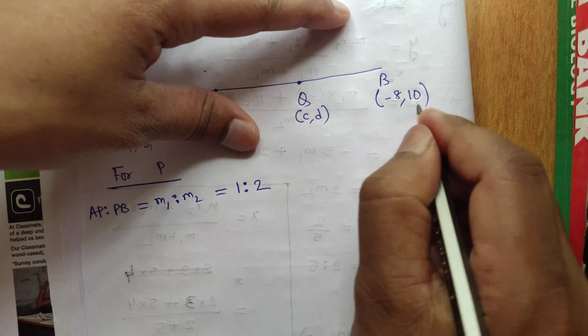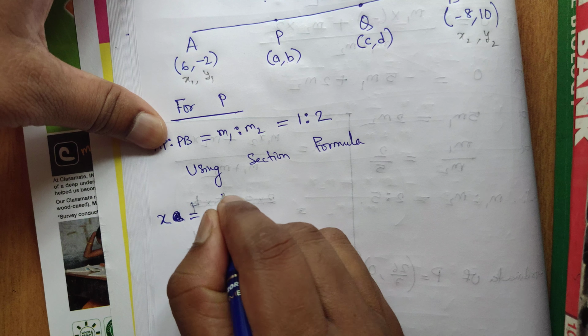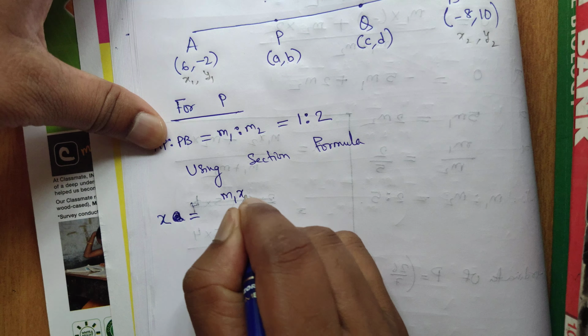Okay, so using section formula, what you can write? A is the x coordinate of P. So what is the formula for that? So let me here write x and then I will put the value of x, that is A. Okay, so x equals m1 x2 plus m2 x1 by m1 plus m2. Just put the value. So x out here is A, we have taken.